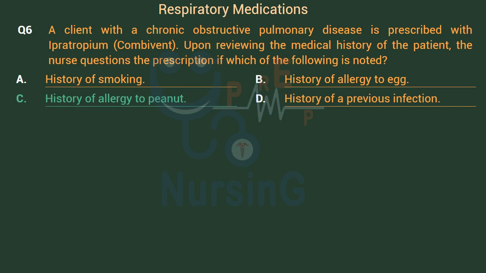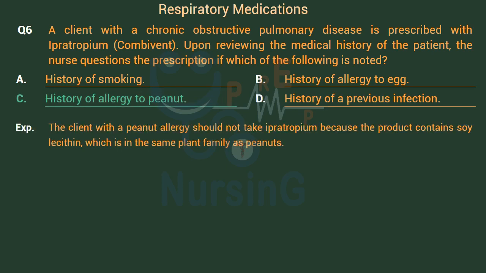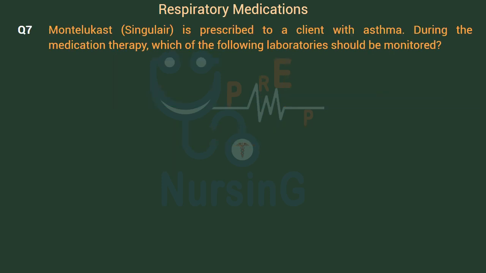History of allergy to peanut. The client with a peanut allergy should not take ipratropium because the product contains soy lecithin, which is in the same plant family as peanuts.